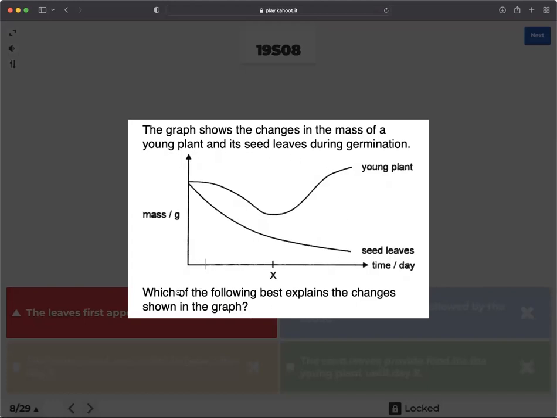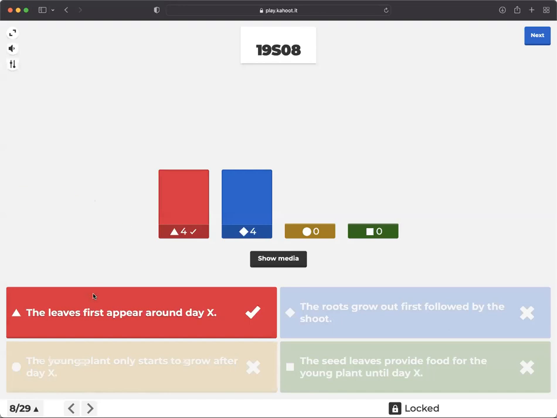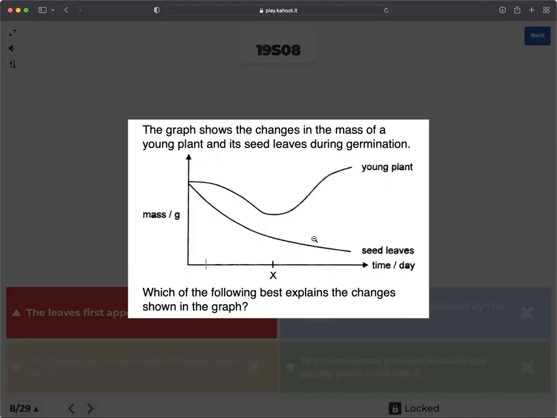The question here says, which of the following best explains the changes shown in the graph? So from this graph, can you tell whether the root comes out first, then the shoot? Cannot tell. You can only tell that the leaf first appears around day X. You can tell that the leaf first appears around here.